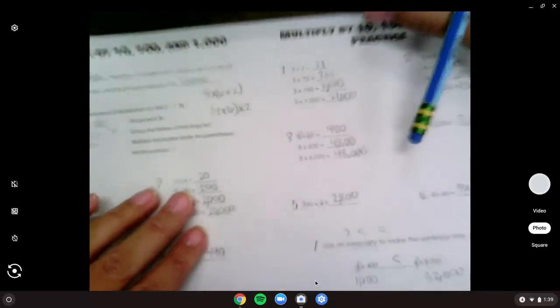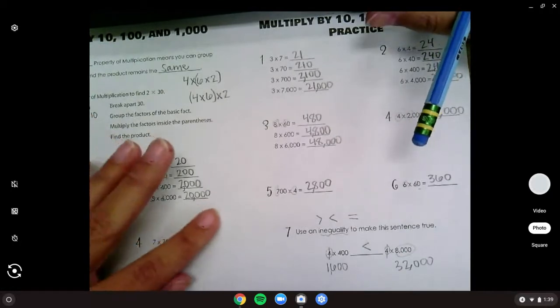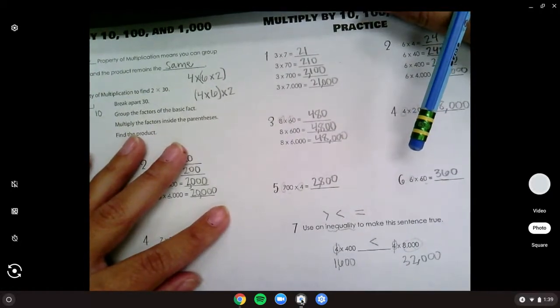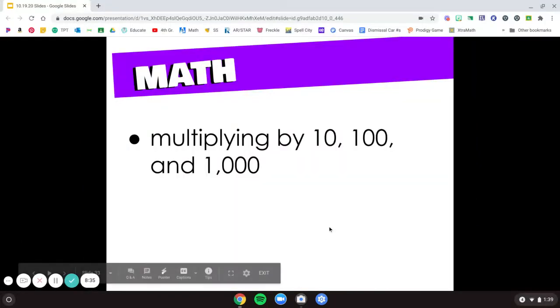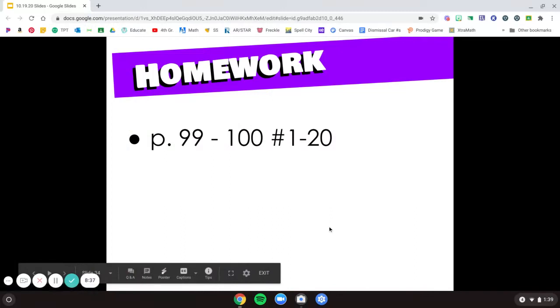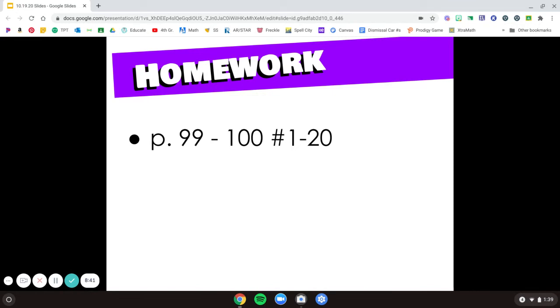All right. Remember, you can always rewind or watch again if you need help looking over those problems. Now, you've got your homework. Page 99 through 100. 1 through 18 are on page 99. Then you have 2 on the back for page 100. You've got 19 and 20 on the back.